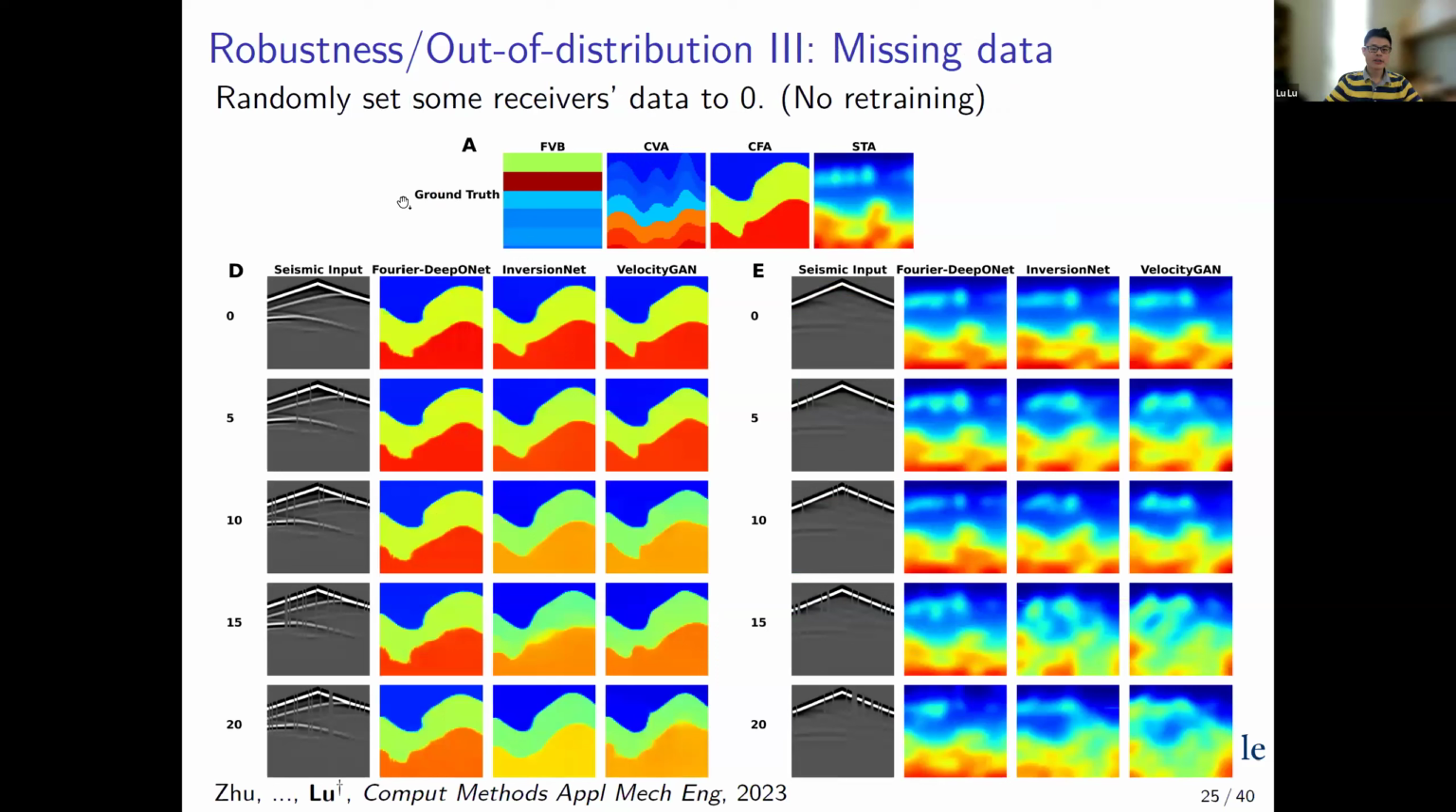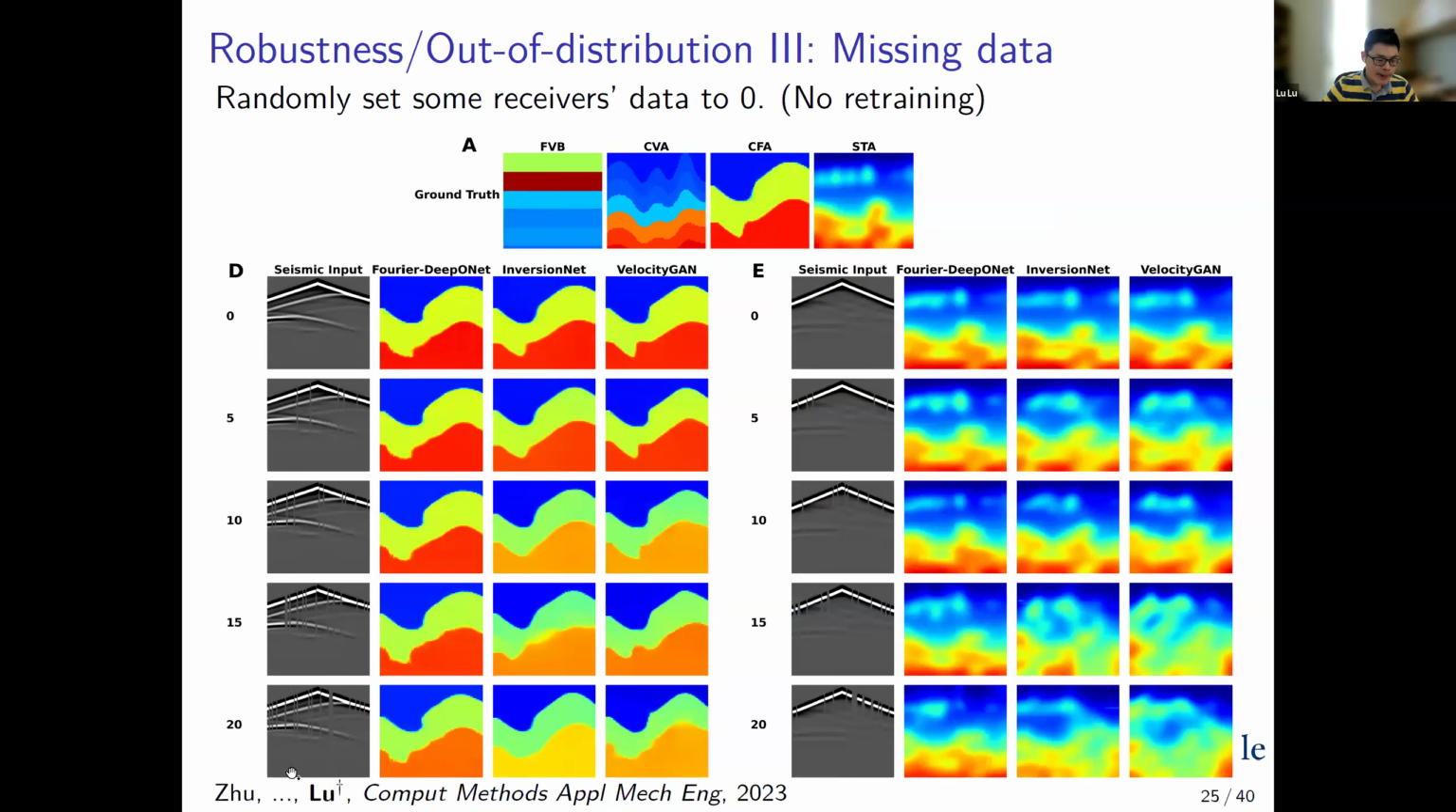We can show another kind of robustness. Let's say in the testing stage, many receivers or sensors somehow fail and don't work. In the data set, this means that in many columns of our input, there's no signal, or the signal is purely just 0.